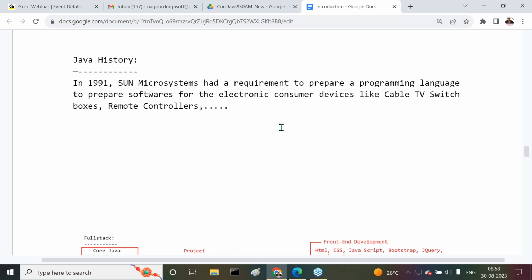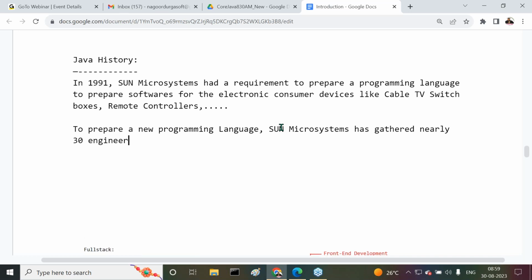They had a requirement like this. So as per that, what they have done there. Now, to prepare a new programming language, observe carefully, Sun Microsystems gathered nearly 30 engineers led by James Gosling and Patrick Naughton.